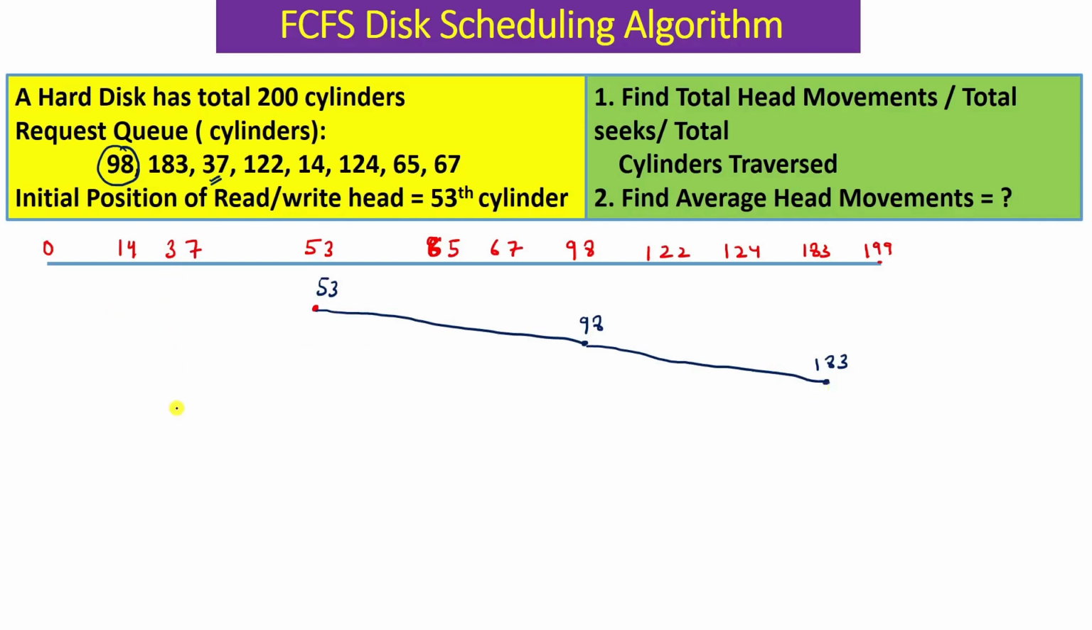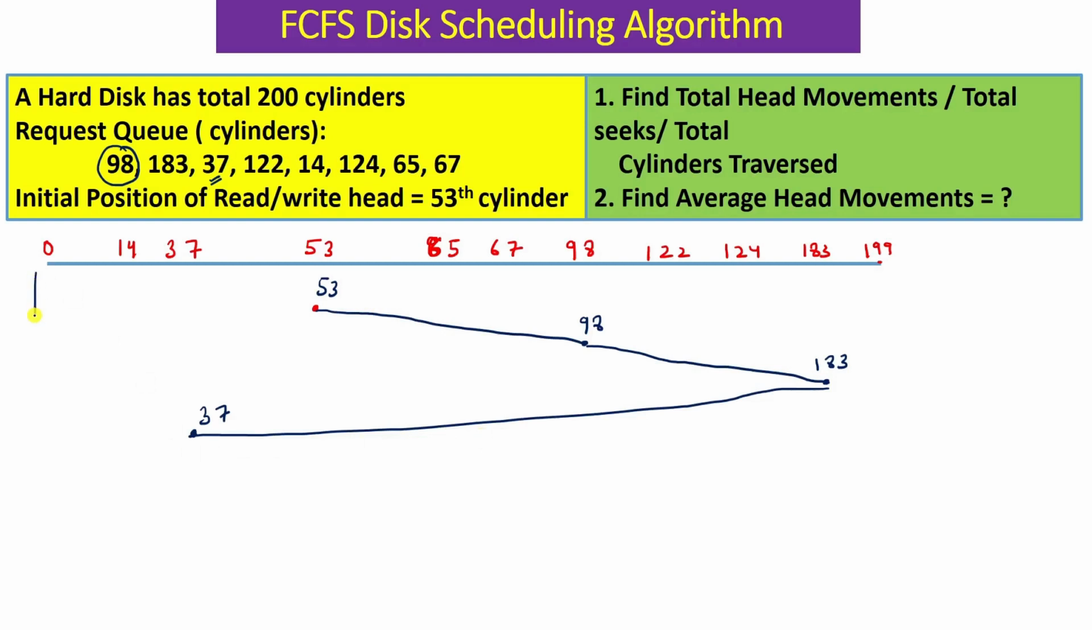So 37 is here. So basically now I will move to the 37th cylinder. Okay, this is the 37th cylinder. Why I'm drawing it like this: I'm going from here and then I'm going down, then I'm going down again.